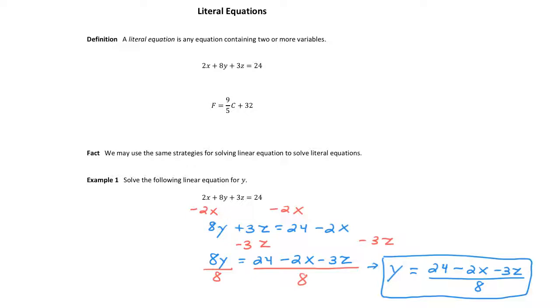The thing to point out is when you solve a literal equation, your answer is not going to be just a number. It's going to depend on the other variables in your equation. So this is an acceptable answer for this problem.